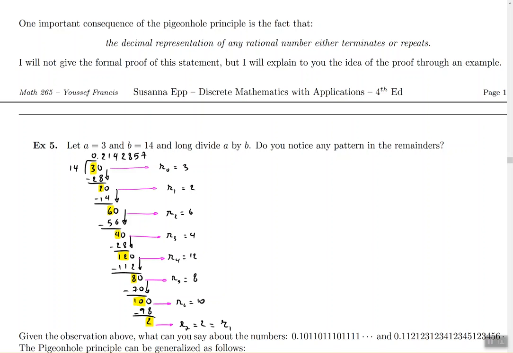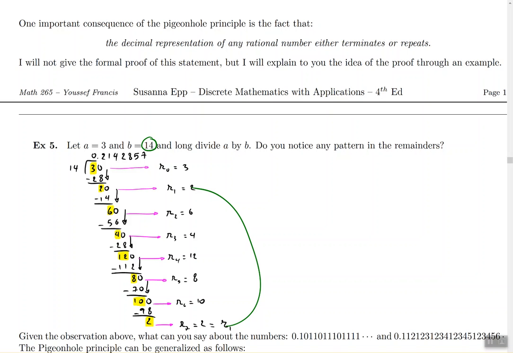Since I'm dividing by 14, by the way, according to the division remainder theorem, my remainders are either going to be 0, 1, 2, 3, or all the way up to 13. I cannot have any other remainders. And the idea behind this division is once your remainder starts repeating, that's basically it. It means that the pattern is going to repeat forever.